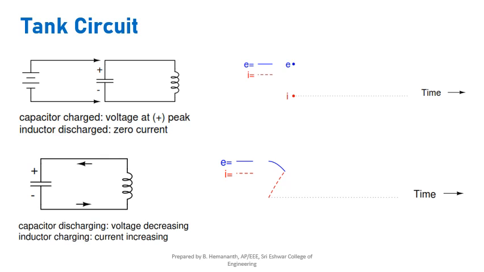Now the capacitor starts discharging through the inductor, and hence the inductor starts charging. You can see that the capacitor is sending a current through the inductor so that it is discharging, and the inductor stores the energy in its magnetic field. Hence you can also see that the voltage across the capacitor is dropping down and the current flowing through the inductor is increasing.